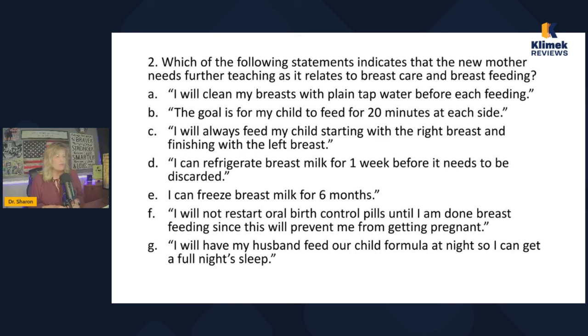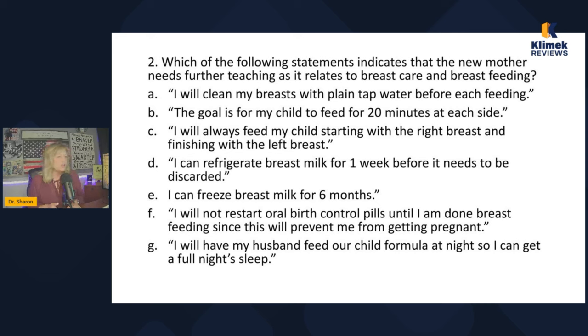I can refrigerate breast milk for 1 week before it needs to be discarded. I can freeze breast milk for 6 months. What's the difference? Oh, refrigerate it for a week or freeze it for 6 months. I will not restart oral birth control pills until I am done breastfeeding, since this will prevent me from getting pregnant. It's weird. I assume that means the breastfeeding will prevent them from getting pregnant. So she's not going to start birth control pills until she's done breastfeeding. That's weird wording. I will have my husband feed our child formula at night so I can get a full night's sleep. All right, which of the following statements indicate that the new mother needs further teaching?